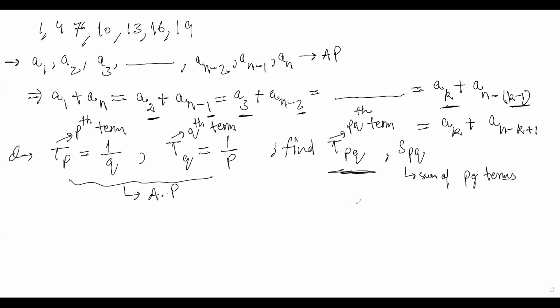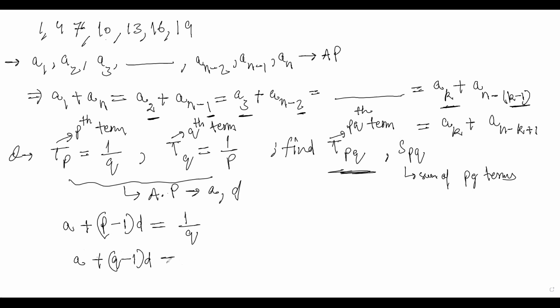Has anyone solved this? So let's take the AP's first term as A and common difference as D. Then what is the pth term? How will you define the pth term? It should be A plus (P minus 1) into D. That is your pth term, right? A plus (P minus 1) into D. The value of the pth term is 1 by Q. Then you have been given the qth term as well.